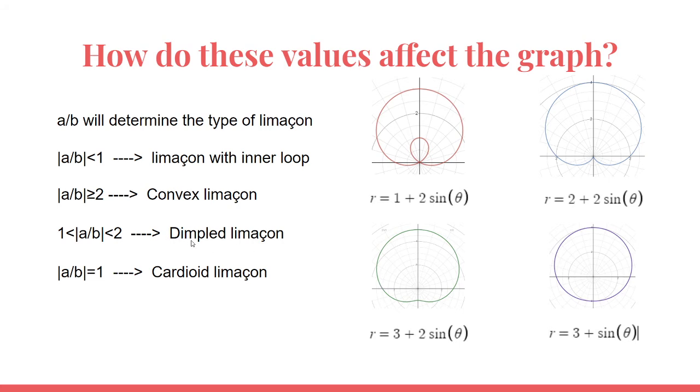And with dimpled limacons, it's between 1 and 2, not equal to 2, not equal to 1. Equal to 1 is cardioid, and equal to 2 or greater than 2 is convex. So with the dimpled limacon, it won't quite bend all the way into the center to create the heart shape you see with the cardioid, and there won't be a loop. However, it also won't flatten out. You can see that near the bottom here, this convex limacon is just starting to flatten out.